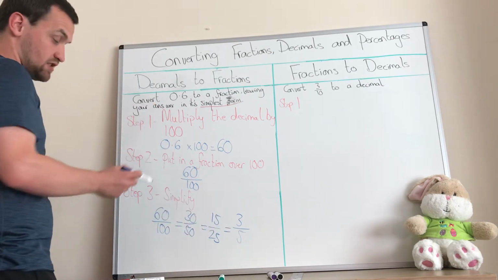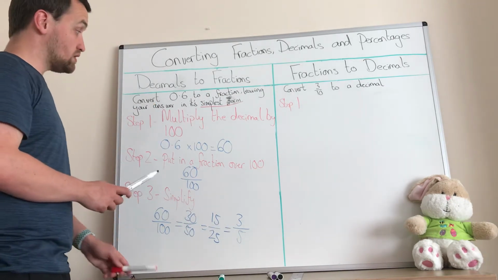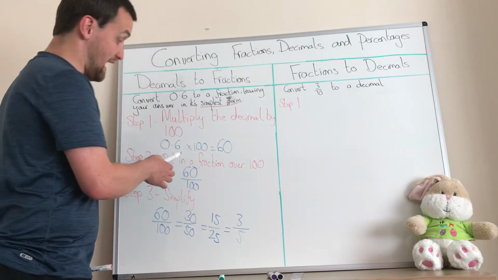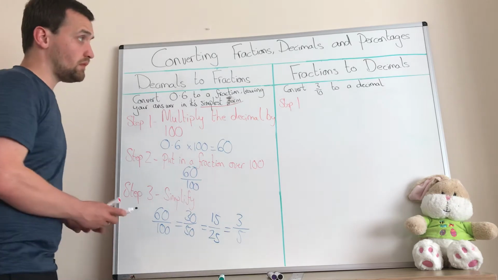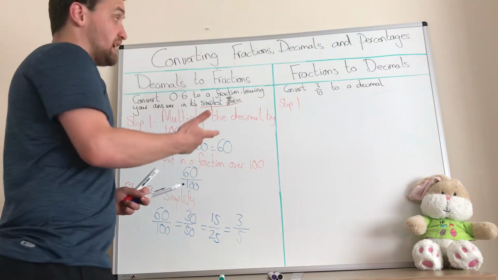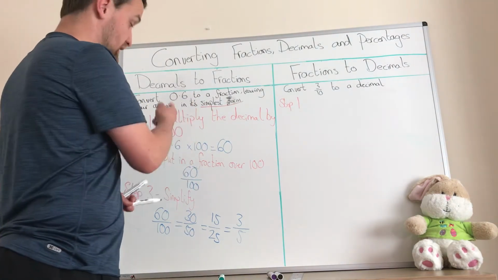You can see the success criteria there as well. What I would do, guys, is make a note of everything in red, because they are steps that you can use for every question in the future. Okay, we're going to look at converting fractions to decimals now, so we're doing all this in reverse.